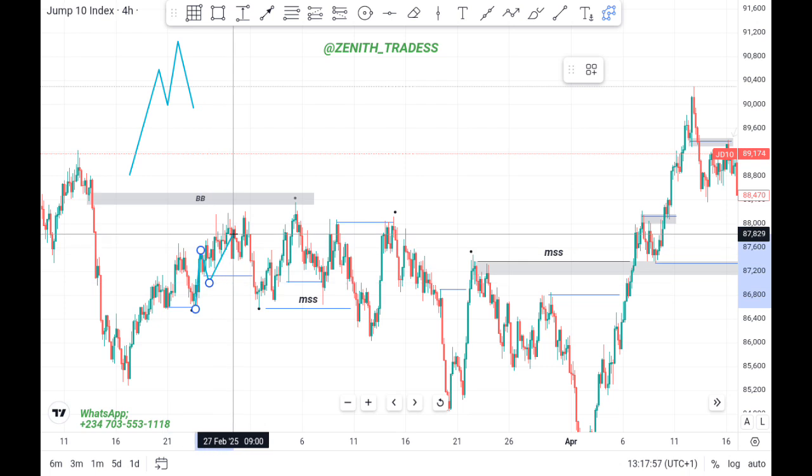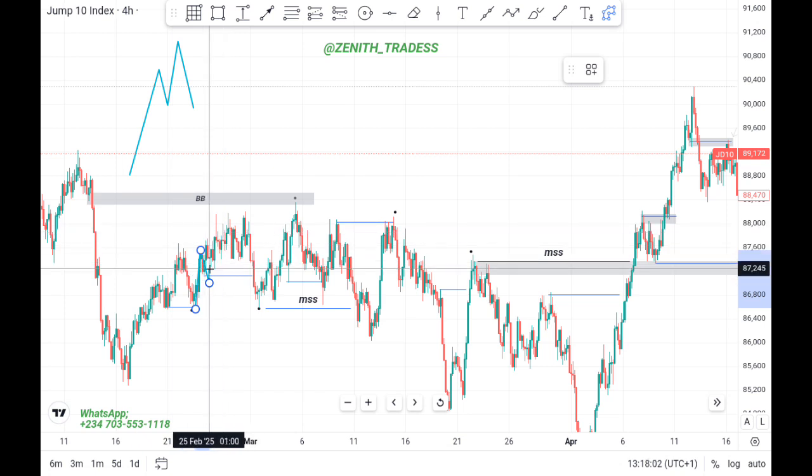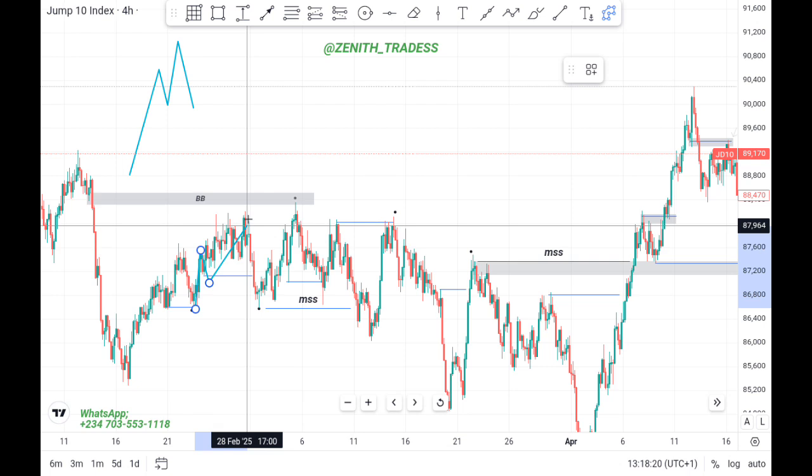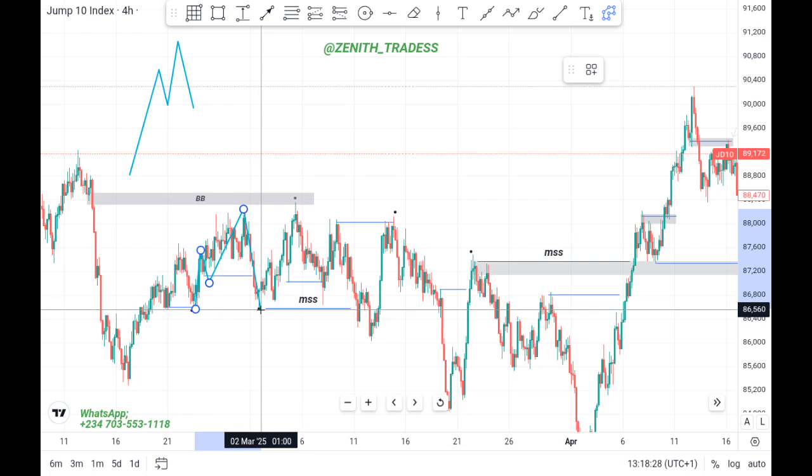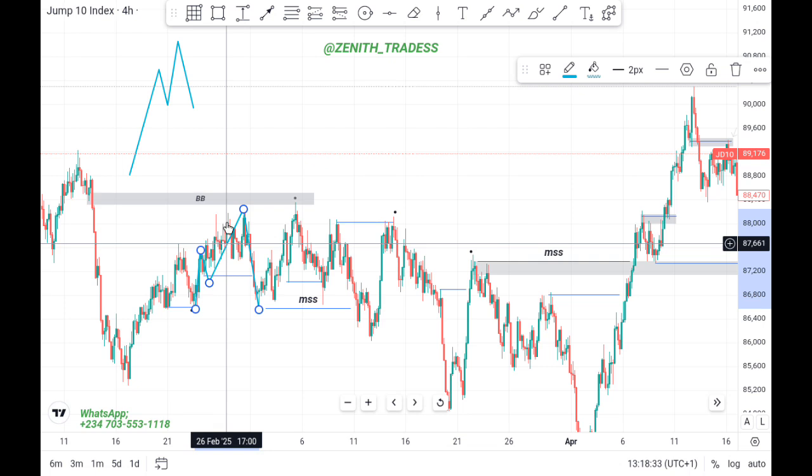Before giving us all this, the internal structure. You can see no sweep below. You can see I can bold it very well. You can also go and check this price action on Jump 10 as of 25 February 2025. No low was swept until it gave us this major high. And giving us this major high, it came back to sweep this low, giving us this low. So that's another piece of information I hope you can see.